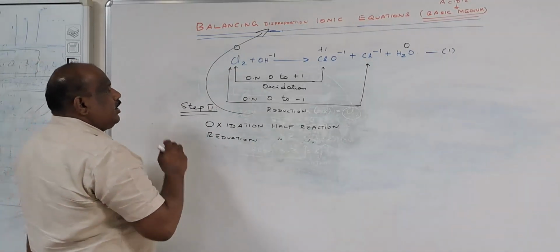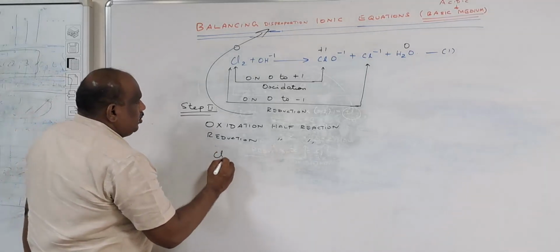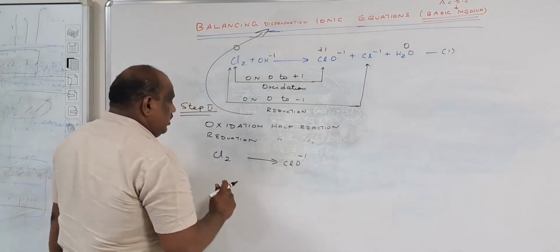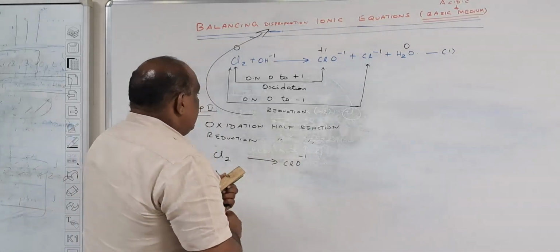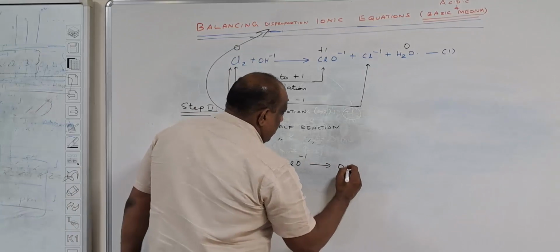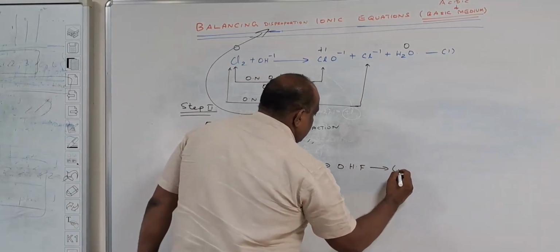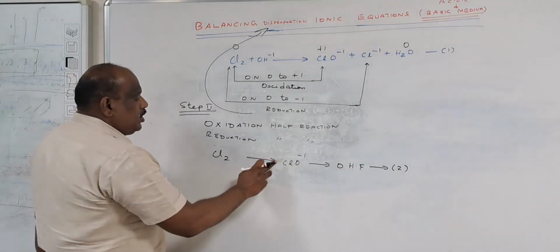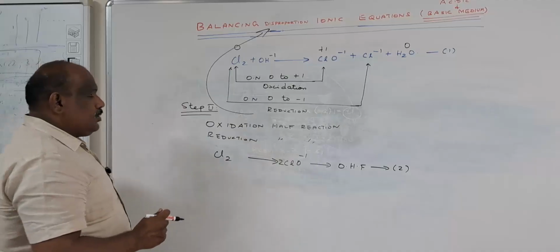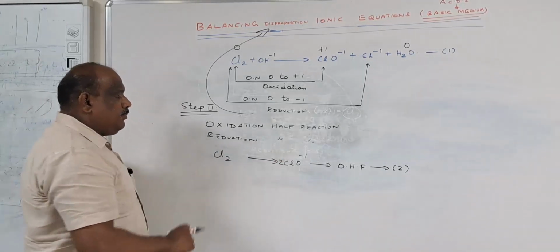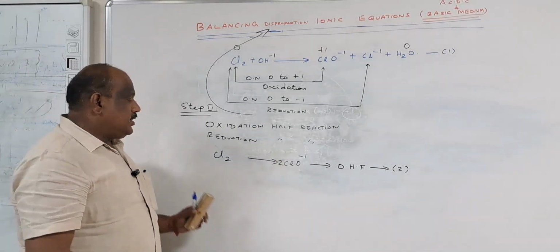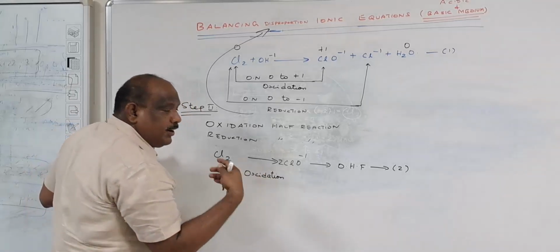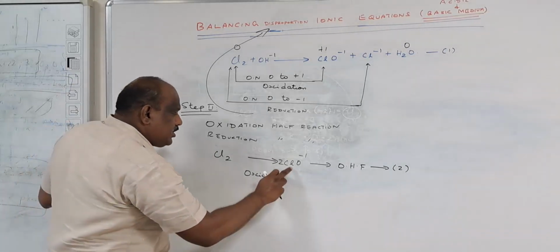Okay, now let us write the oxidation half reaction. So Cl2 becomes ClO⁻ ion. This reaction is called the oxidation half reaction. Let us call this equation number 2. Let us try to balance the ions. Here the number of chlorine atoms is what? 2. So I have to multiply by 2 here. So after you balance the chlorine atoms, we have to look for the charges. Oxidation means what? Removal of electrons. Now let us look at the charges.